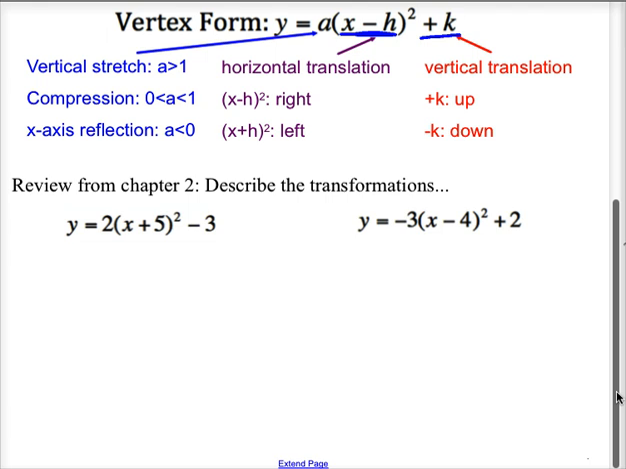All right? So remember, this number out front, that a value that's multiplying it, we call the vertical stretch. So we have a stretch of 2. Now, the tricky thing to remember is that horizontal shifting works opposite of what we'd expect. So that plus 5 is actually sending it to the left 5 and down 3.